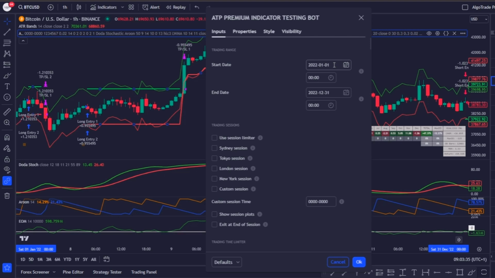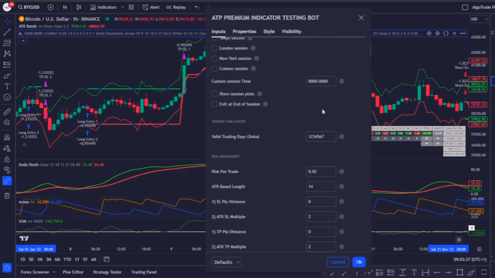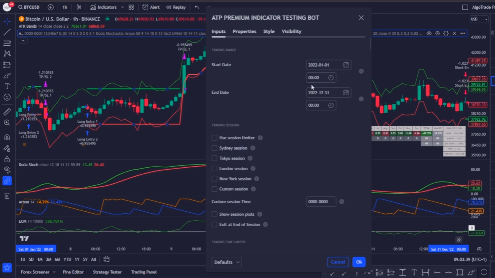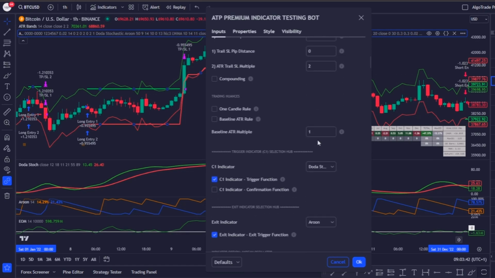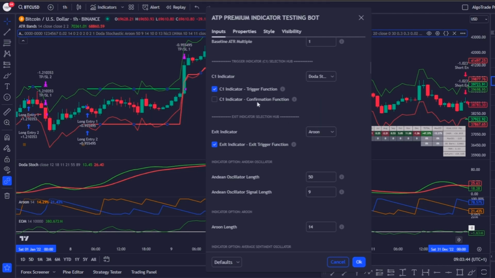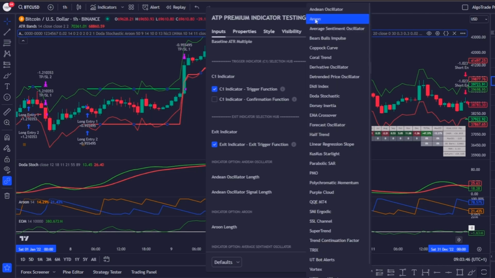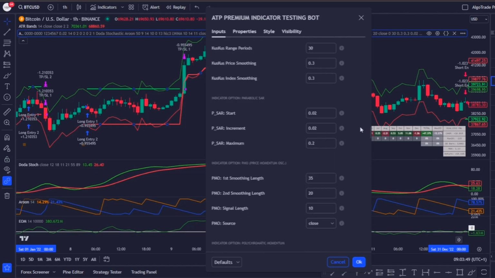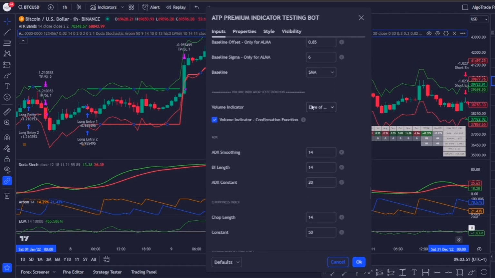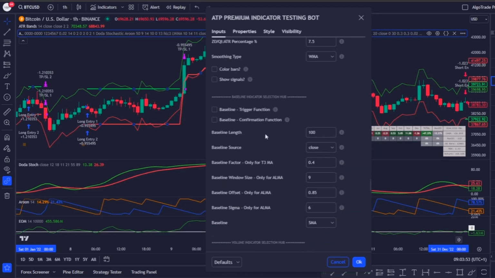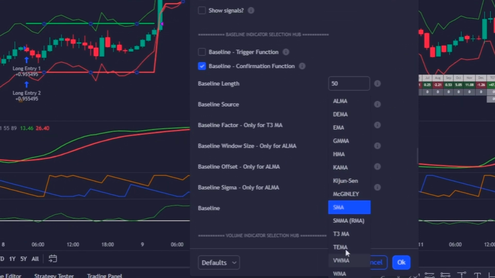Now I will begin testing indicators with this function. After inserting my in-sample data, the risk management criteria, the Doro Stochastic as my C1 indicator, the Aroon as my exit one with their respective settings, and then the Ease of Movement as my volume indicator, I can also select the baseline confirmation option, and here I can select which moving average indicator I want to use, also with the respective settings. At the moment I have 14 options here, but every week new indicators will be added.